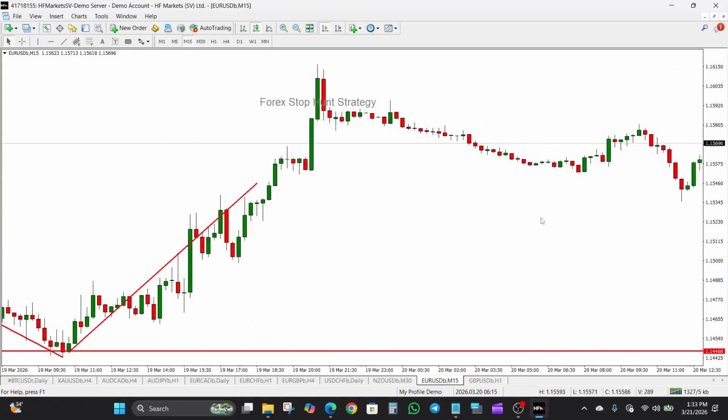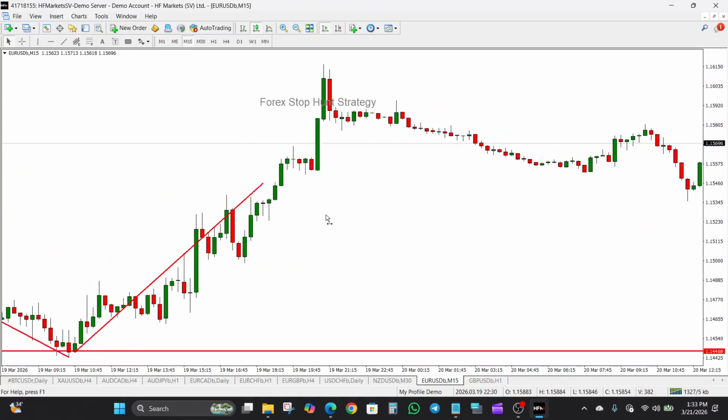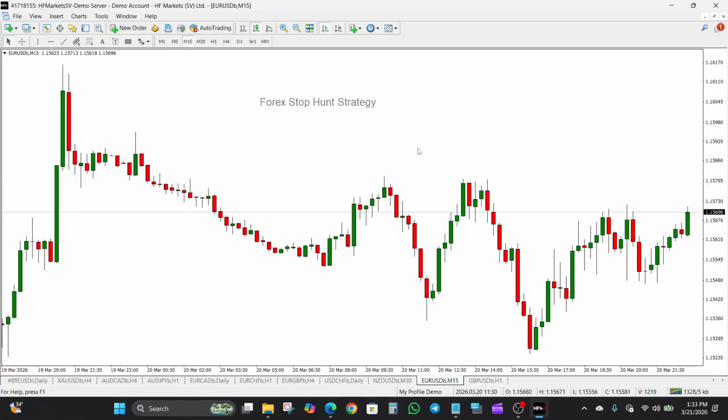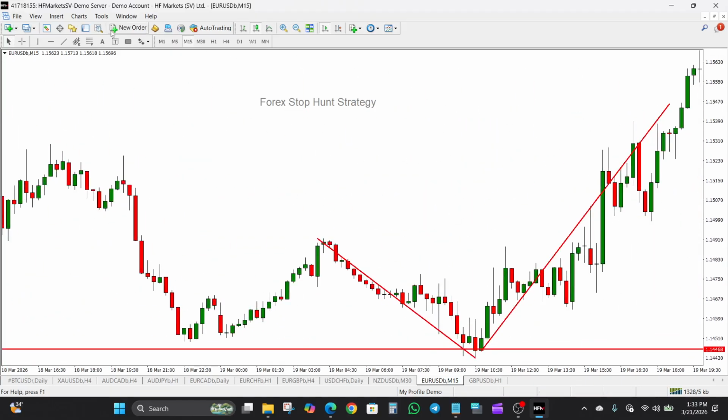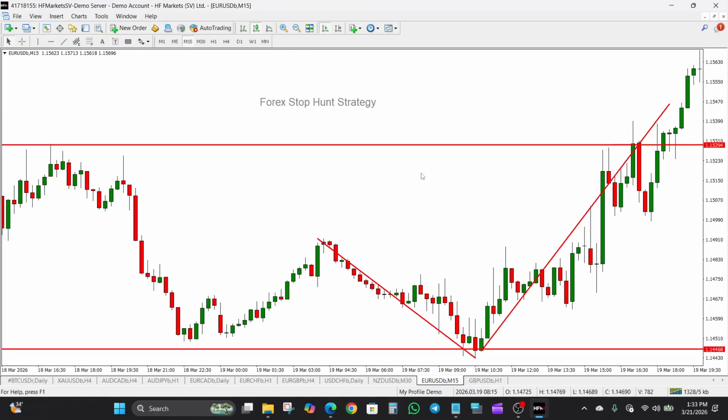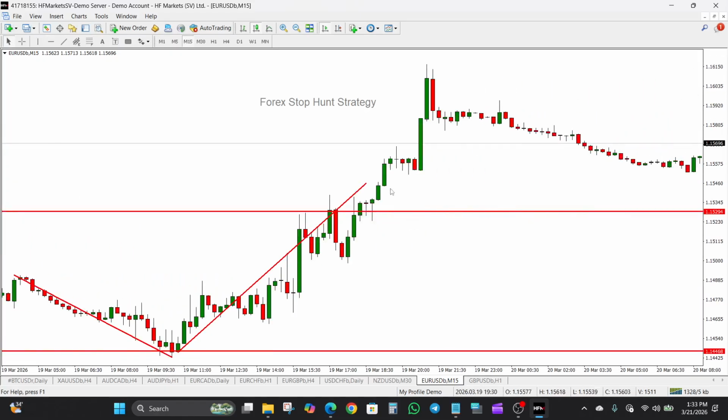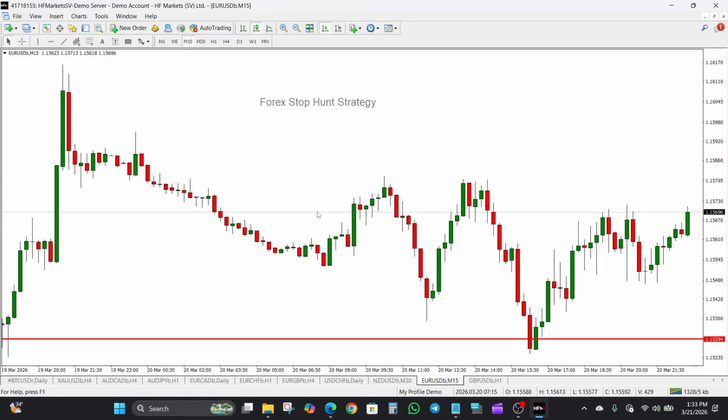Or in the case of an upward situation, maybe price breaks above a resistance. Let's use this for example. Price breaks above a resistance, then traders jump in to enter buy positions, and then before you know it, price suddenly starts coming down. All right.